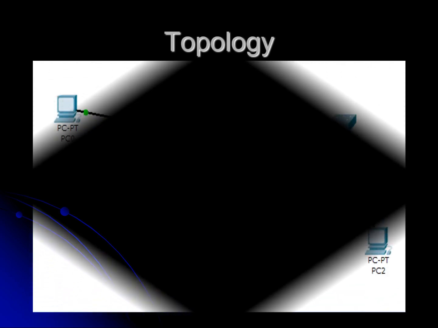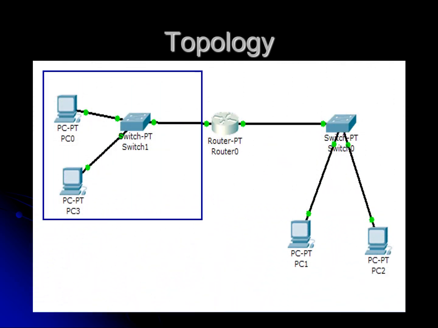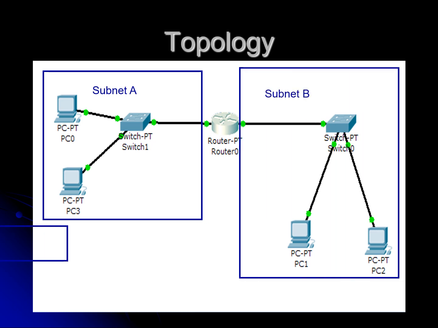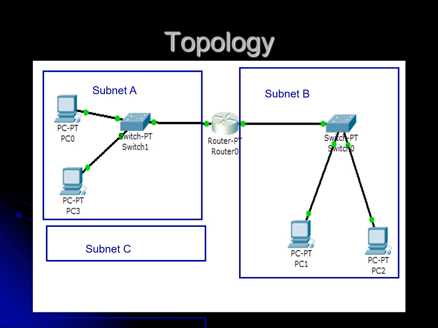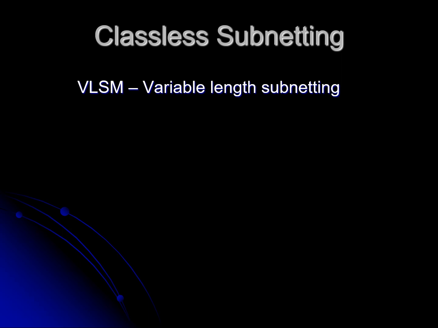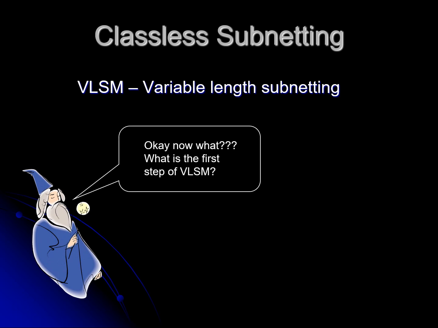So the topology will look something like this. You have subnet A, subnet B, C, and D, like so. In this case, we're going to use what we call classless subnetting, or in other words, VLSM, variable length subnet masking. So what do we do now? What is the first step of VLSM?